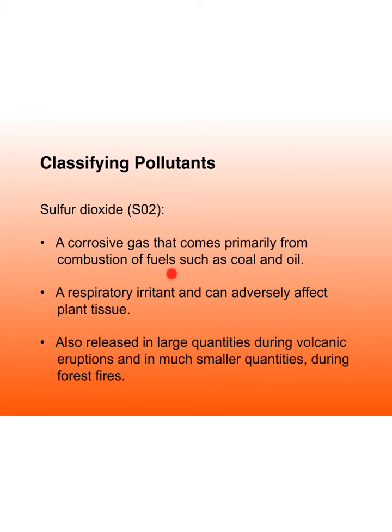It's a corrosive gas that comes primarily from combustion of fuels such as coal and oil. There'll be a chart later that you can see that most of it is going to come from combustion of fossil fuels, and the leading emitter of those are going to be cars, right? It is a respiratory irritant. Basically, everything that's in the air is a respiratory irritant. It'll adversely affect plant tissue. Also released in large quantities during volcanic eruptions.